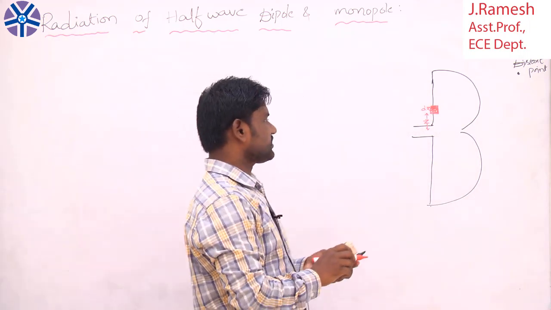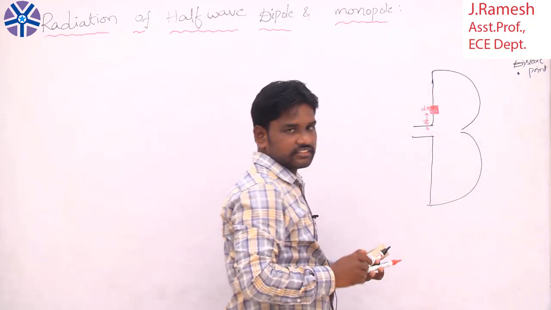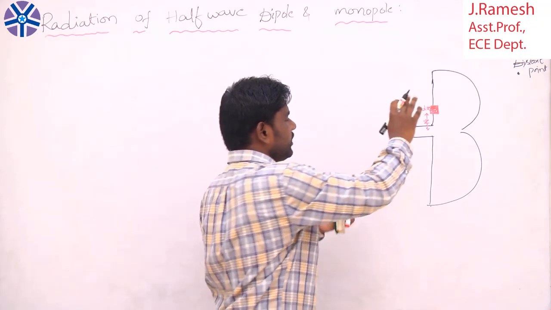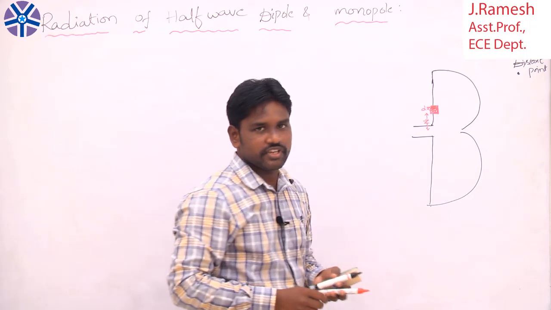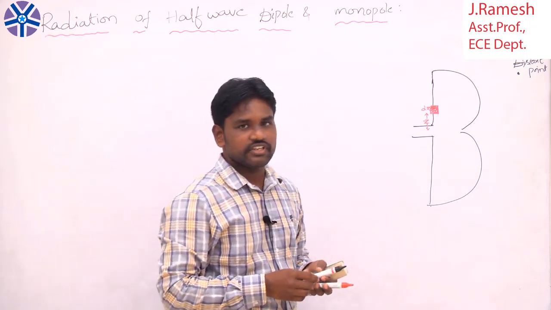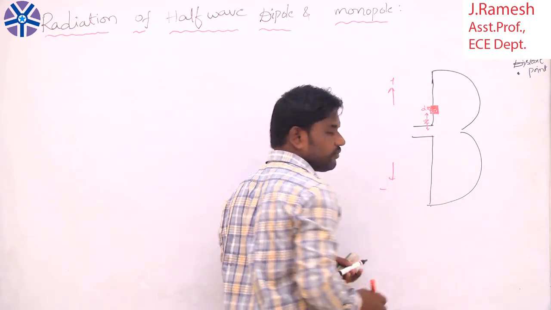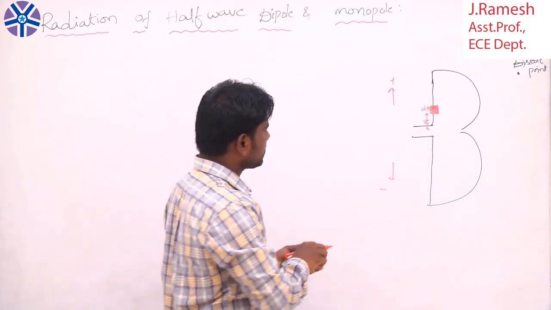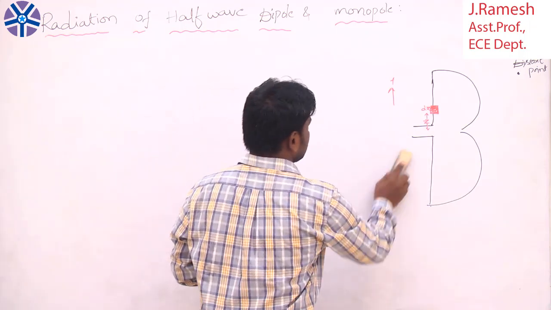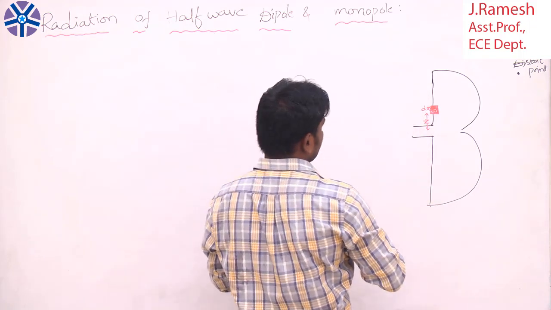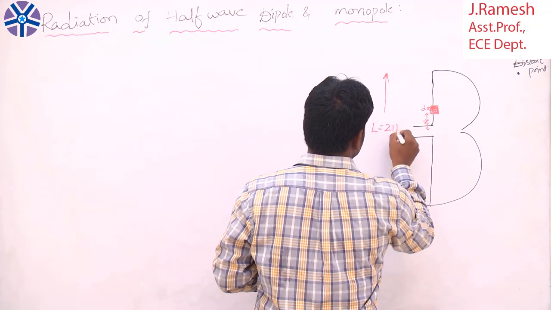Again I am going to consider the same spherical coordinate system. So this is the x-axis, the y-axis, and the z-axis. I am placing my element on the z-axis only. If you observe the current distribution over this, it may be in a positive direction or it may be in a negative direction. The total length of the dipole antenna L is equal to 2h.